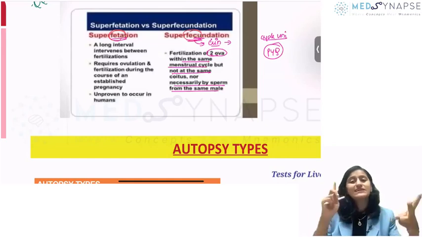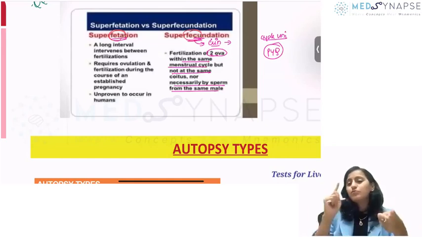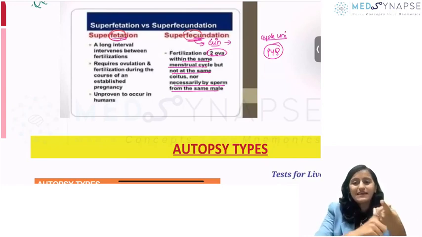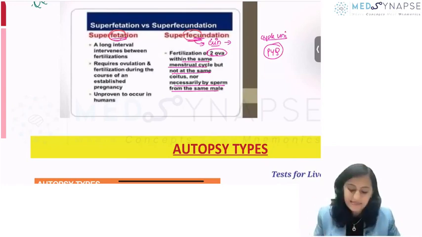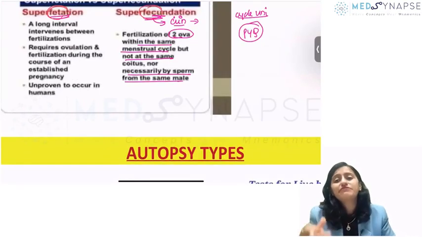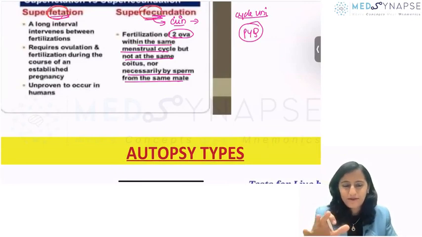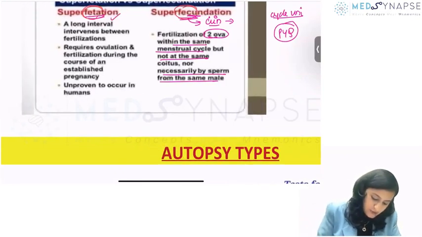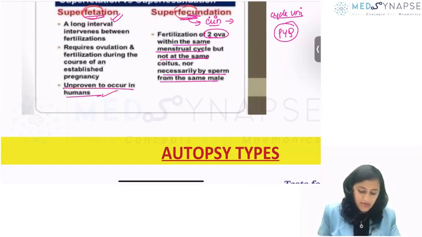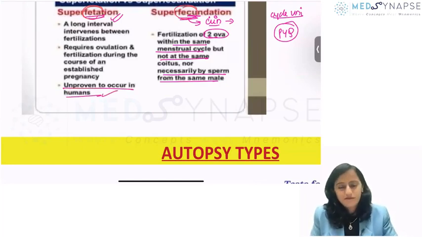That means it was done in the same cycle. But one is from the same male, one is from the other male. So that is an example of superfecundation. Okay, that is superfecundation. Is this clear with everyone? Yeah. So this is superfetation, unproven to occur in humans. So superfetation does not happen.